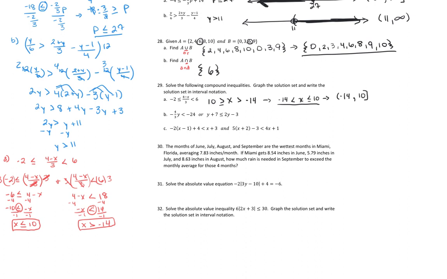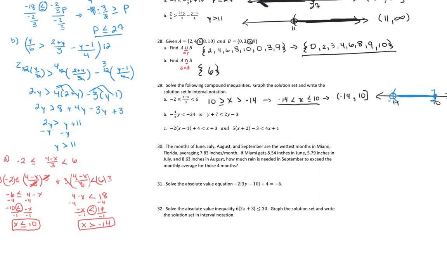And then if we were to graph this on a number line, we'd slap a negative 14 right here, slap a positive 10 here, and then, since it cannot be negative 14, it'd be an open circle or a parenthesis, but since it is 10, it'd be a closed circle or a bracket, and it's everything in between those two.